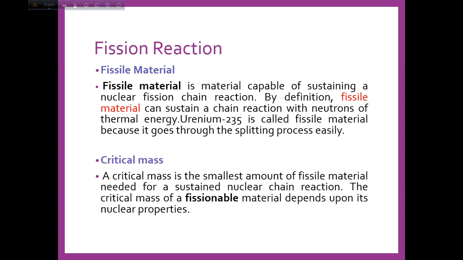Okay, now what is a critical mass? A critical mass is the smallest amount of fissile material which is necessary for a sustained nuclear chain reaction. The critical mass of fissionable material depends upon its nuclear properties. So it is very important that we know what a critical mass and a fissile material are, because when we are doing the nuclear fission reaction, the material that we are using, uranium-235, must be able to sustain a nuclear fission chain reaction. At the same time, there must be a minimum amount of uranium-235 for a nuclear chain reaction to take place.